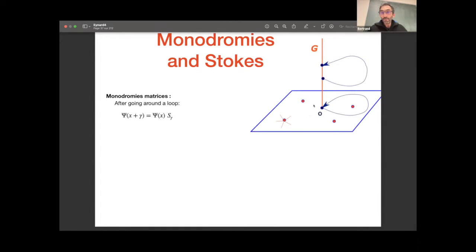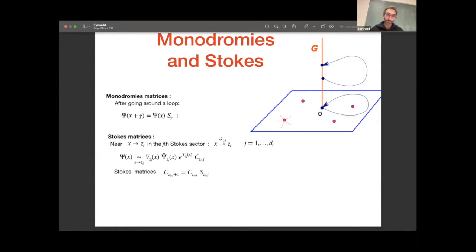If you make a non-contractible loop, typically because it encloses some of the singularities in the base, then in the fiber, psi may come back in the same fiber, but maybe with a different value in the fiber. And typically it gets multiplied on the right by a matrix, which is independent of x, and which you call the monodromy.